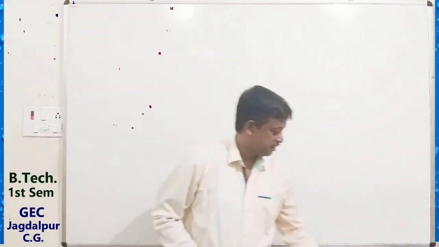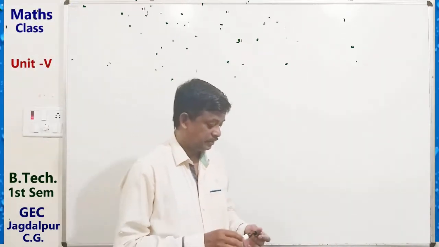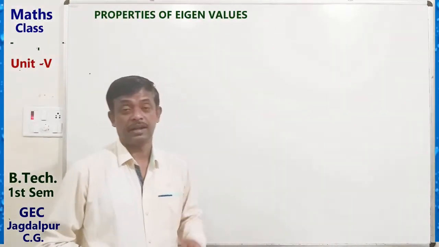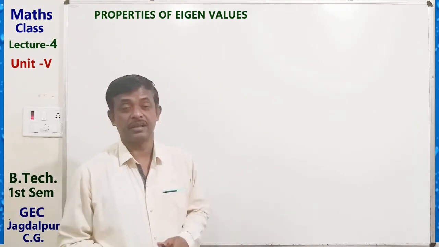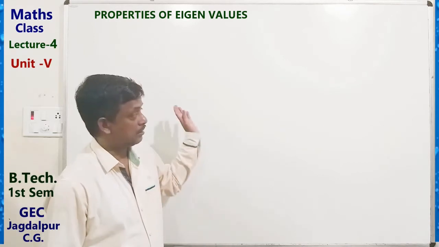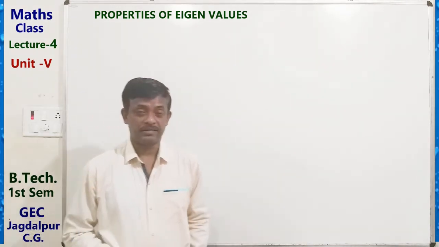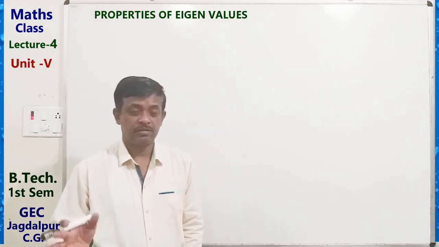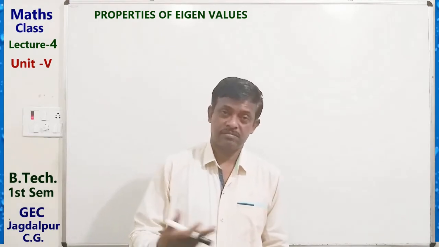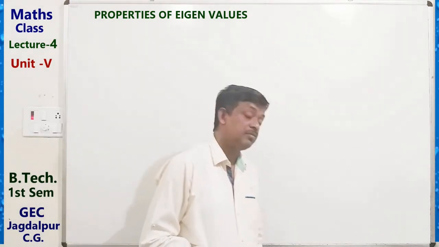Hello dear students, today I will discuss some properties of eigenvalues and eigenvectors. We know eigenvalues of a matrix can be found by using the characteristic equation of the matrix, a square matrix. We are discussing matrices as square matrices. Okay, so here are the properties of eigenvalues.